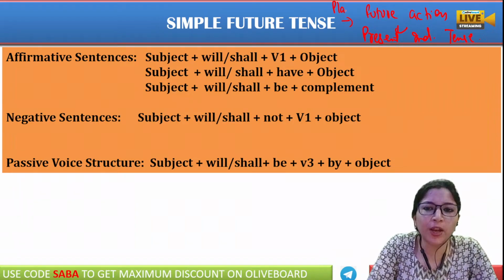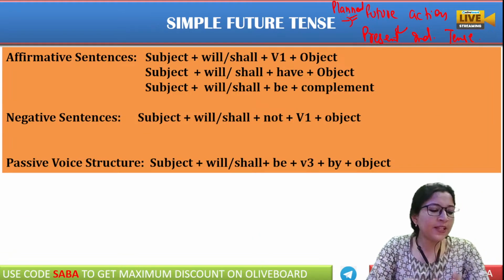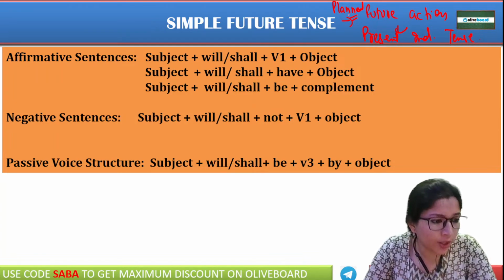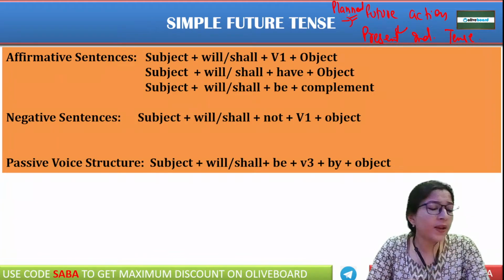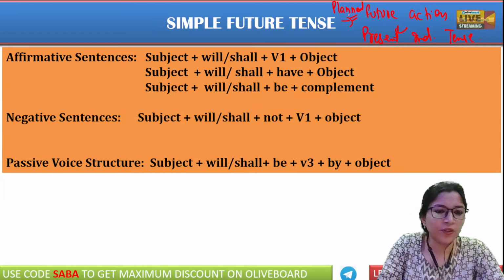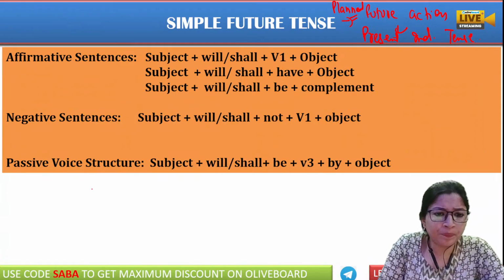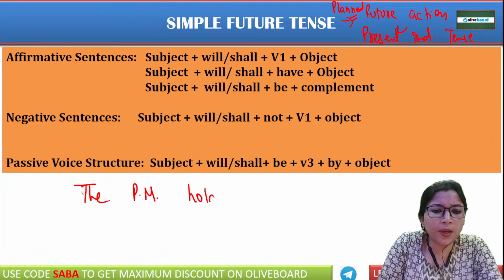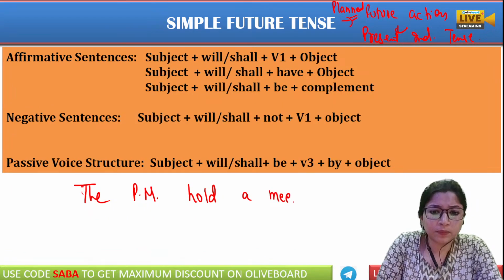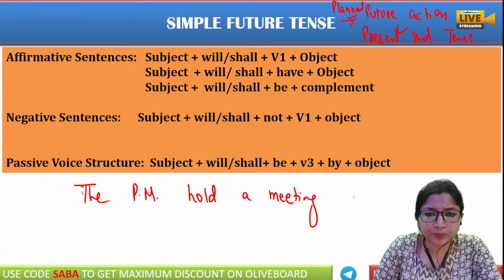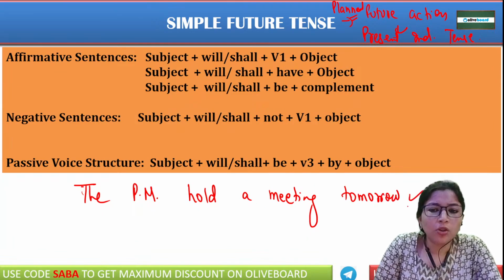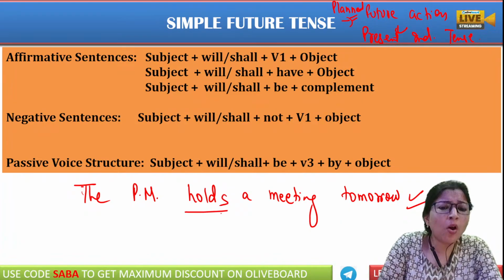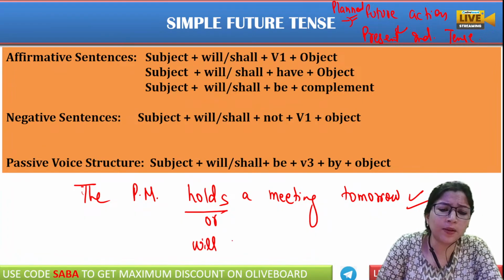Especially whenever it is a planned future action, we can use present indefinite tense to denote a planned future action. Like someone said just now: the PM holds a meeting tomorrow. It is absolutely correct. Now here if you write holds or you write will hold, both will be correct here.